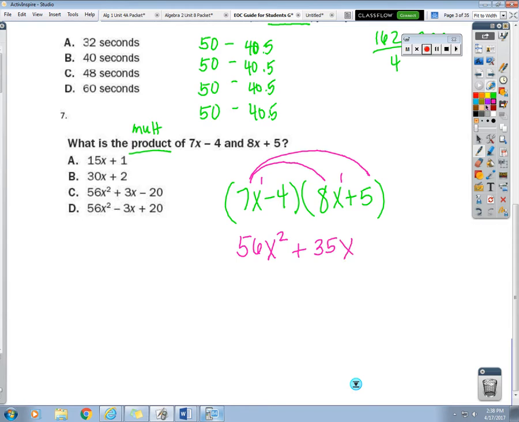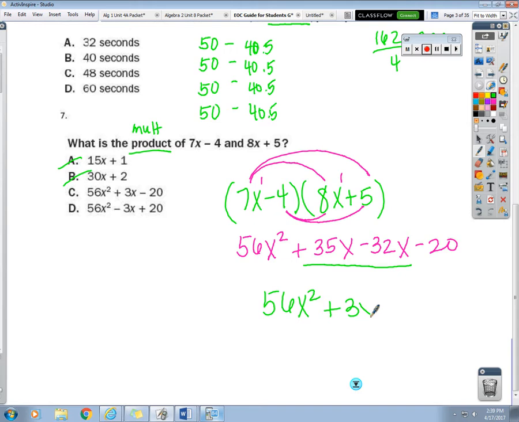35x. Now, the reason we call this double distribution is because you're about to distribute again, but this time the negative 4 gets distributed. What is negative 4 times 8x? And what is negative 4 times 5? Negative 20. So the final answer starts with 56x squared, so now you know A and B are out. What do the middles combine to? 3x. Positive 3x. 35 minus 32 is 3, and then minus 20, so C. Any questions about that one? Okay, next page.